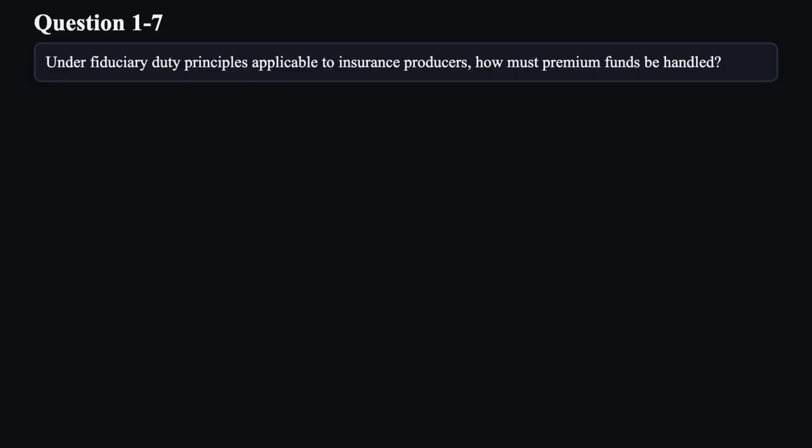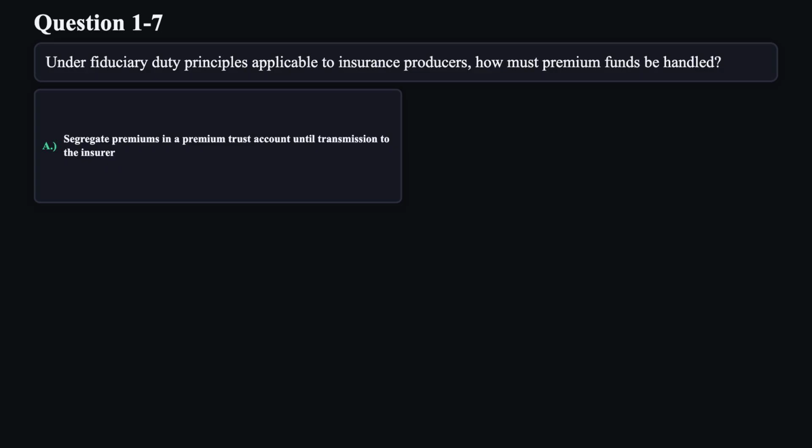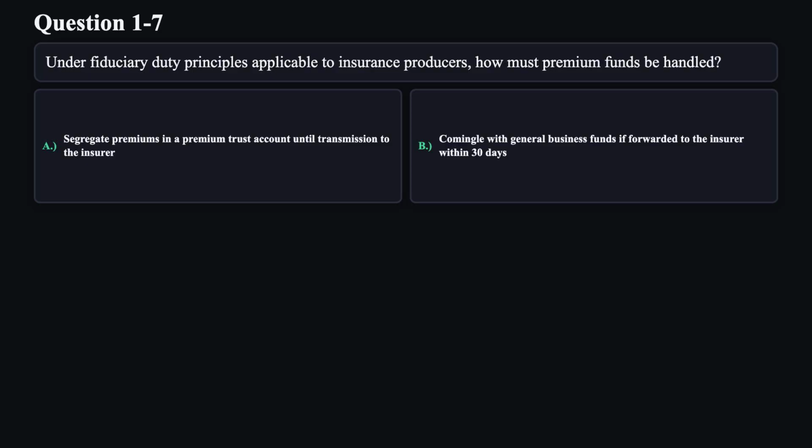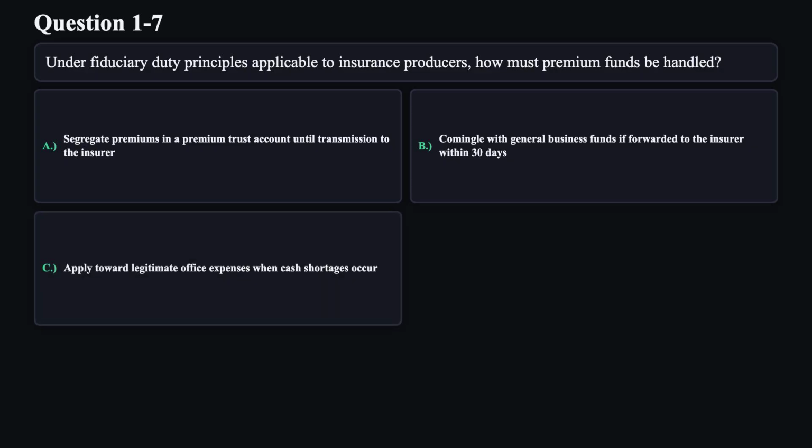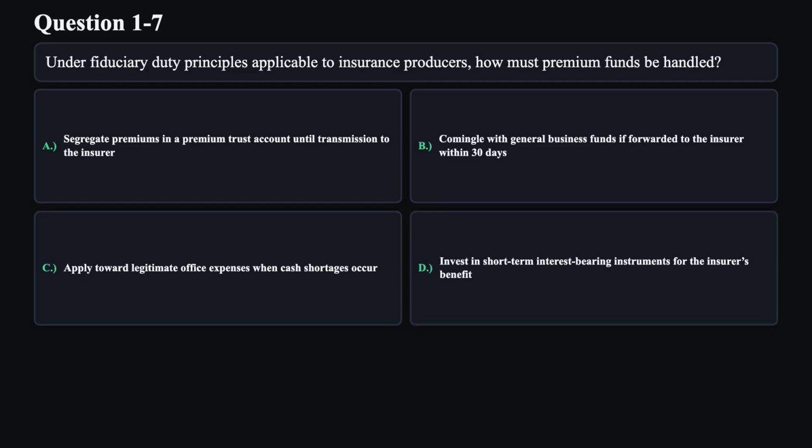Question 7. Under fiduciary duty principles applicable to insurance producers, how must premium funds be handled? A. Segregate premiums in a premium trust account until transmission to the insurer. B. Commingle with general business funds if forwarded to the insurer within 30 days. C. Apply toward legitimate office expenses when cash shortages occur. D. Invest in short-term interest-bearing instruments for the insurer's benefit.